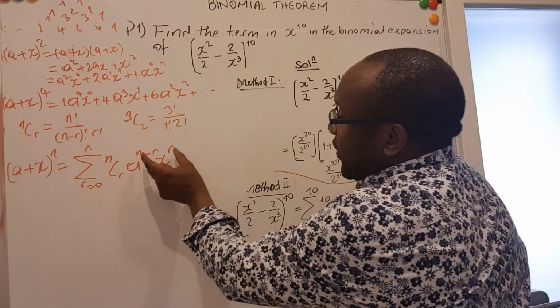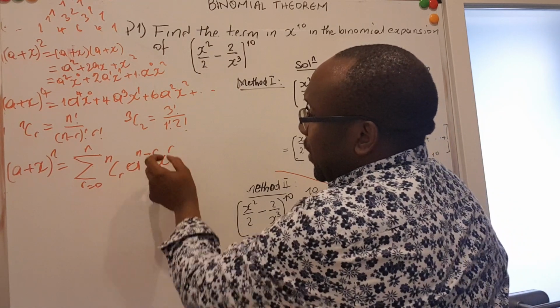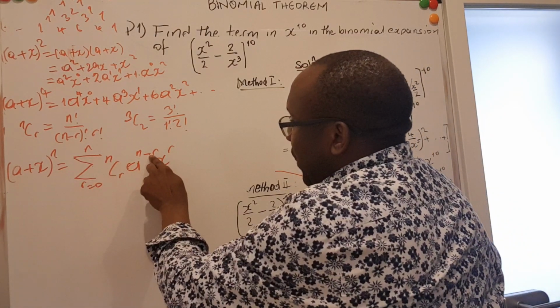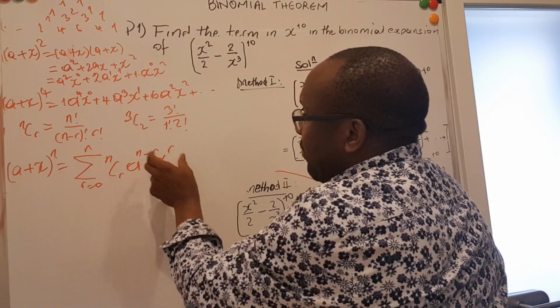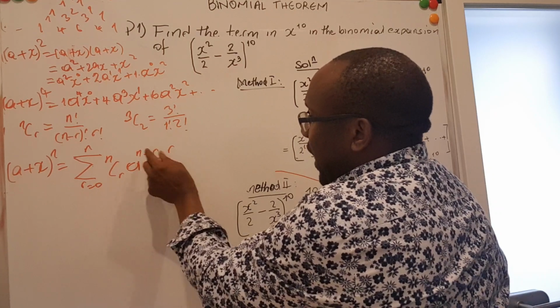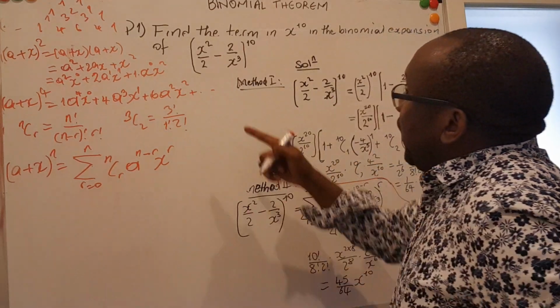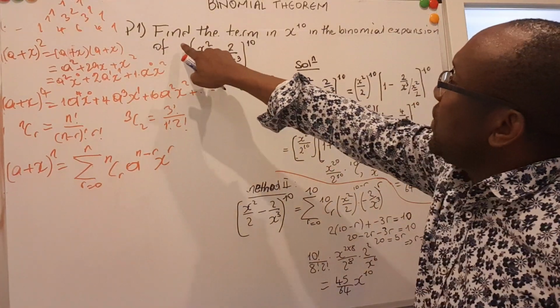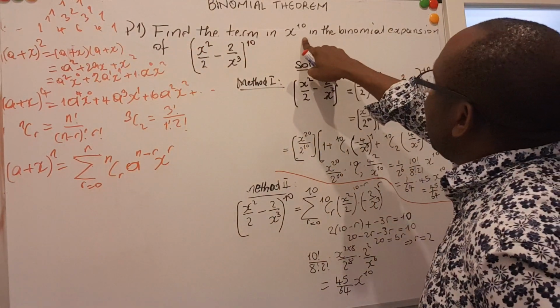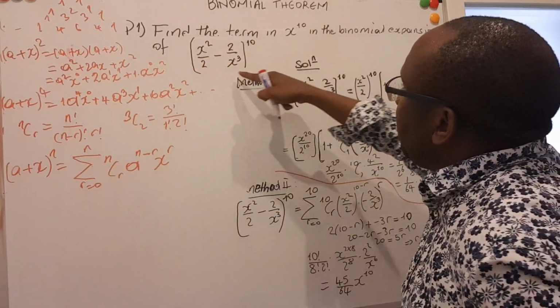So the idea is that the sum of these two powers always should be equal to n. So if this is n minus r, then that should be r here, so that n minus r plus r is n. So it means this is a general way we have it. In order to solve the problem at hand, it says find the term in x to the power 10 in the binomial expansion of this.